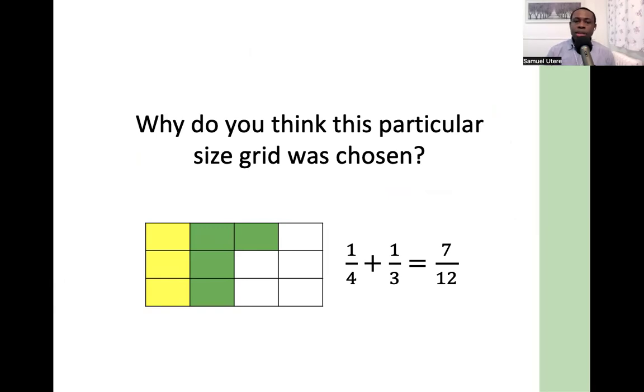But why do you think this particular grid was chosen? Well, you may have answered correctly. It's because 4 and 3, their lowest common multiple is 12. So we're going to be using that knowledge of having the lowest common multiple of the denominators because that will help us answer the question.